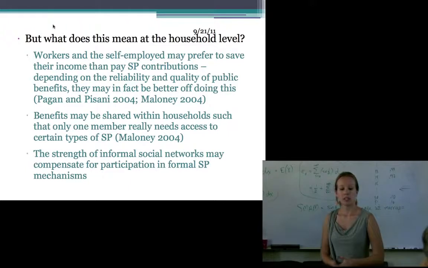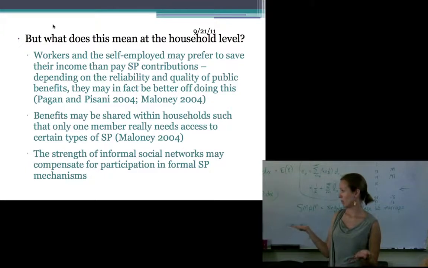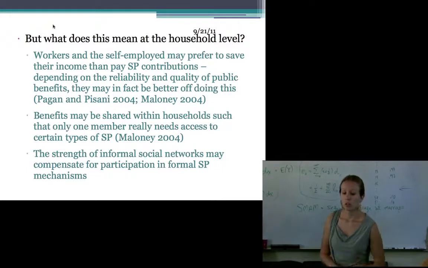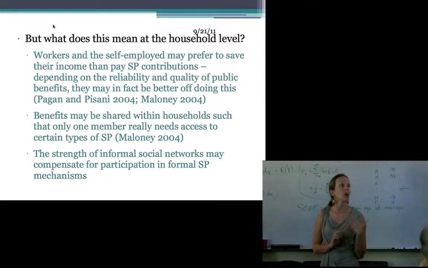Because there's a couple of reasons to think that we're either heading for catastrophe here, with a large number of people who are not going to have any way to support themselves, or that there may actually be other mechanisms in place by which people are supporting their families and expect to support their families, so that they're not putting that much importance on social protection, or that we don't have to worry about it that much.